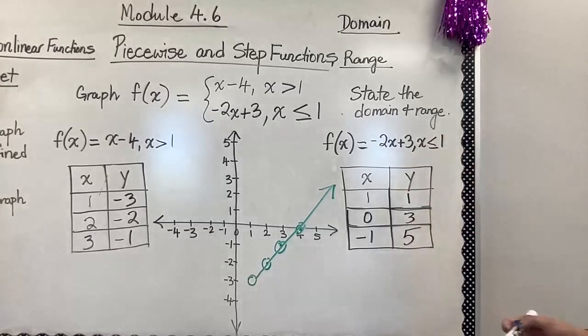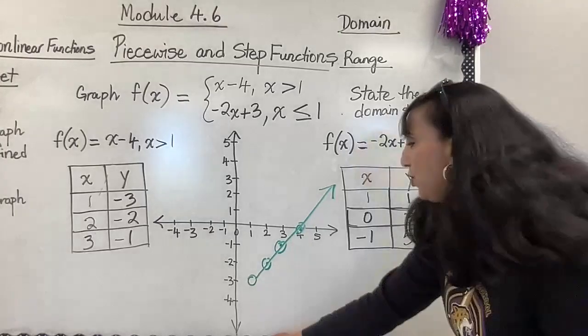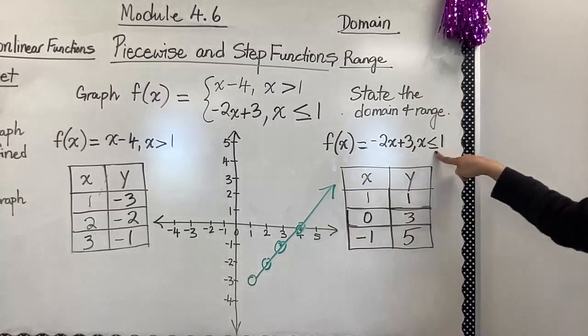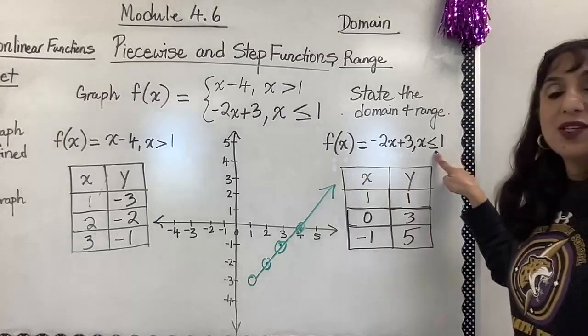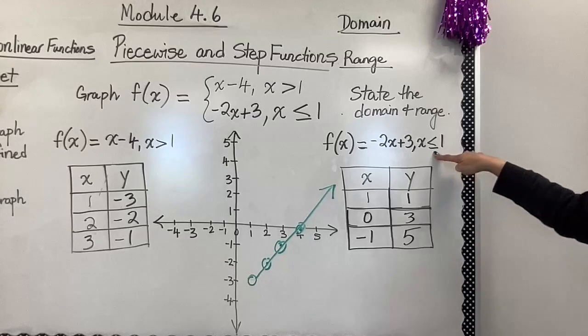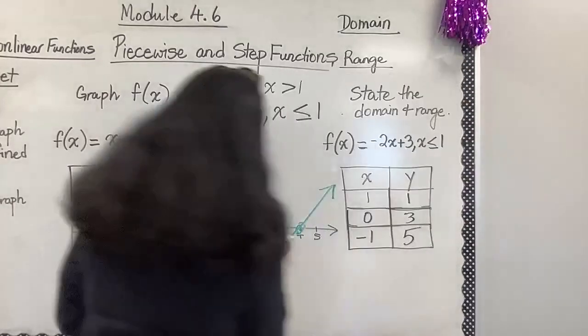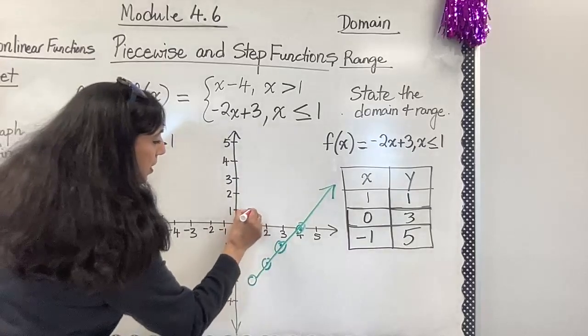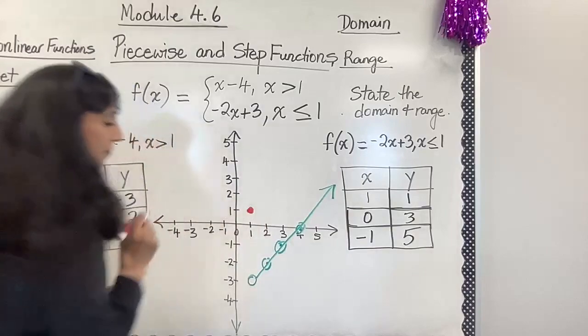So now these are my ordered pairs. Now let's look at this one, and I'm going to use the color red. It's saying less than or equal to 1. So that means 1 is included, and so this is going to be a closed circle for me. It's going to be a dot at (1, 1). So over here, this is going to be a closed circle.